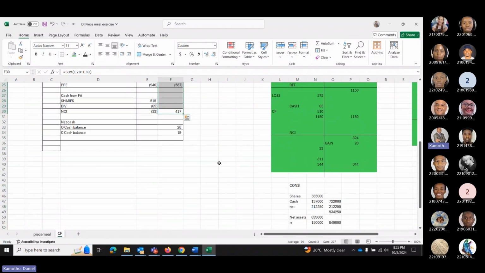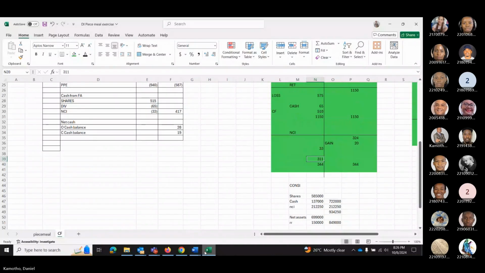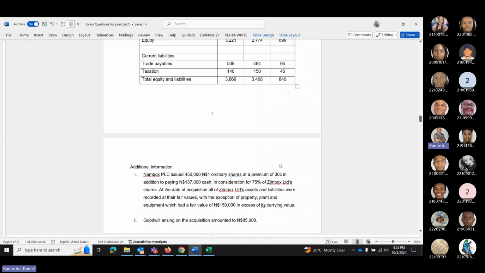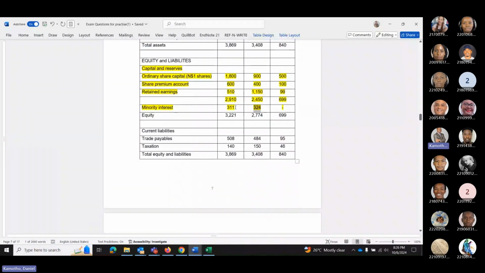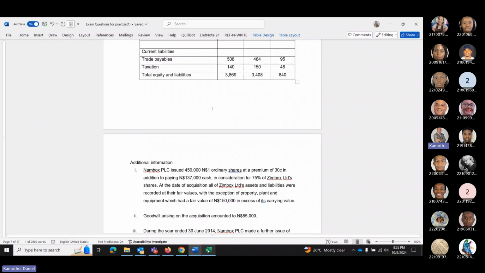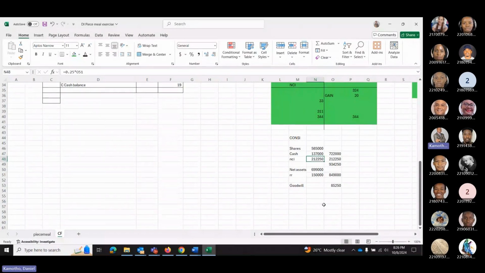297. NCI, I need to check what is NCI. We had NCI opening balance. What was the addition? No NCI. What is 311? We want to look at NCI in the financial statement here. 324 and 311, and then there was the additional NCI. How much did we get as the additional NCI? From our calculation here, NCI, this one, 212.